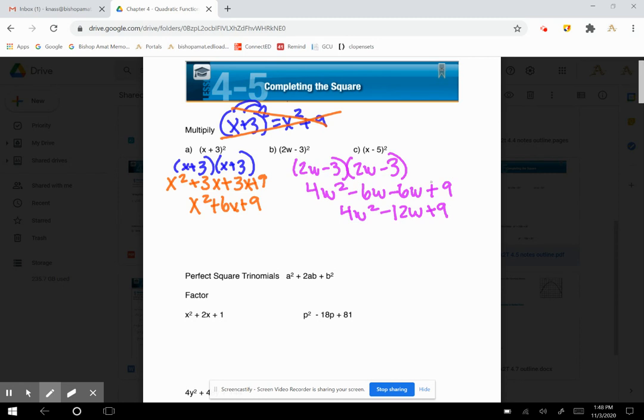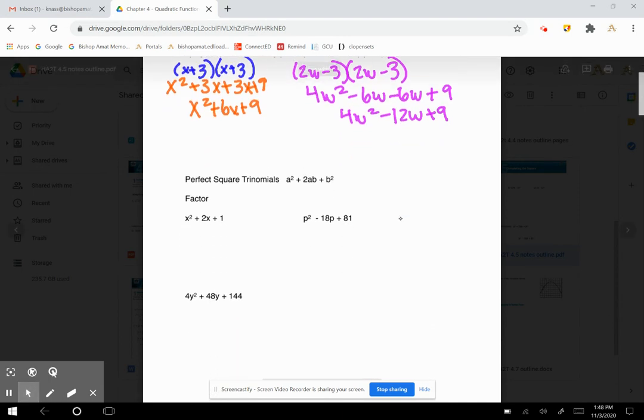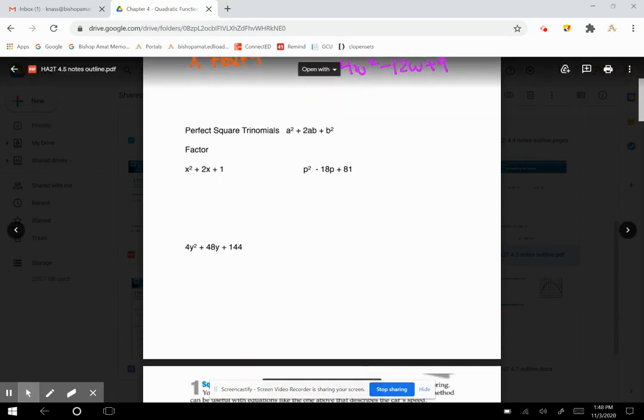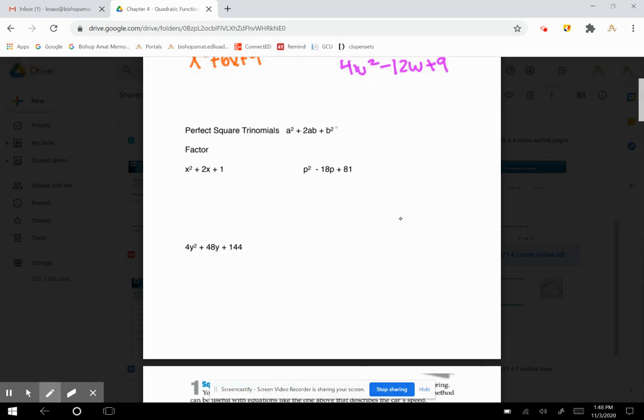Okay, next we want to look for what we call square trinomials. And these square trinomials are in the form of a squared plus 2ab plus b squared, where the first and last term are perfect squares. When they're perfect square trinomials, the way you can factor it is you square root the first, you square root the last, and you take that middle sign. Let me show you as follows.